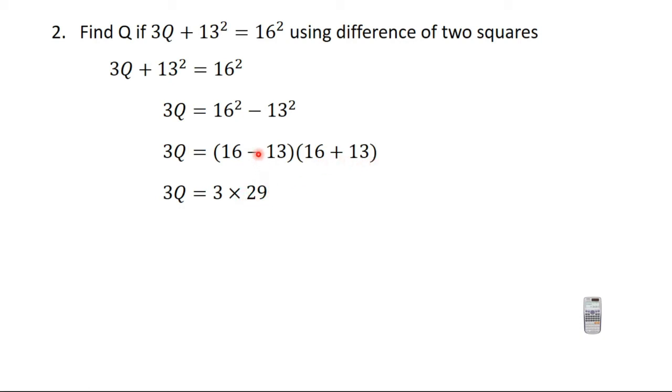Now we have 3 in this bracket and 29 in this bracket, so they are going to multiply. So 3q is going to be 3 times 29. Sorry, 3 times 29 will give us 87. Now to make q the subject, we divide both sides by 3. 3q divided by 3 will give us q, and 87 divided by 3 will give us 29. So you can see from here that we have used the principles of difference of two squares and we have been able to find q as 29.